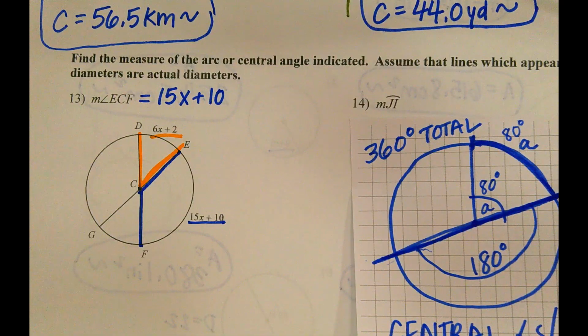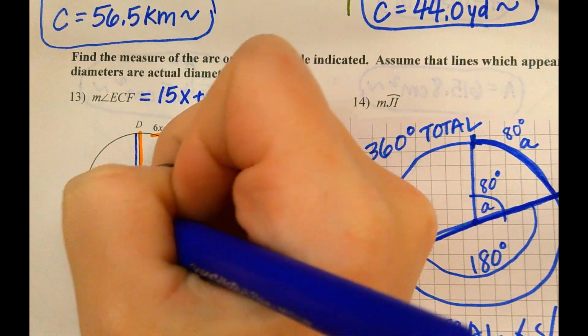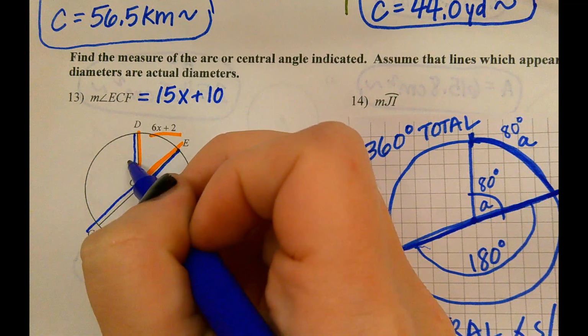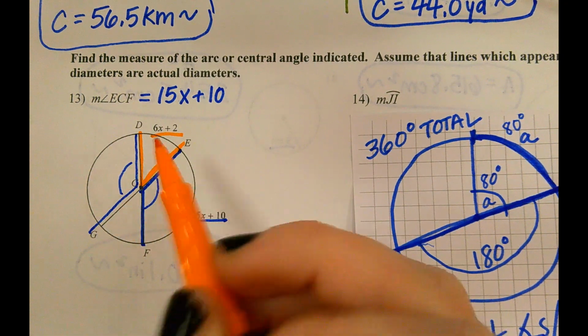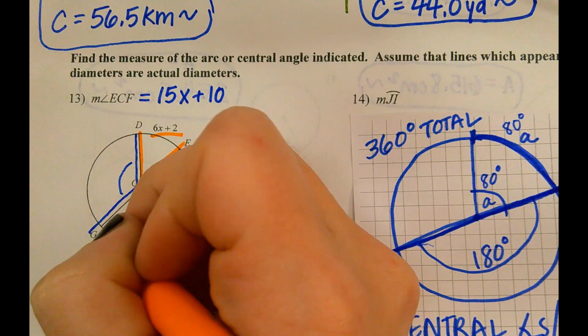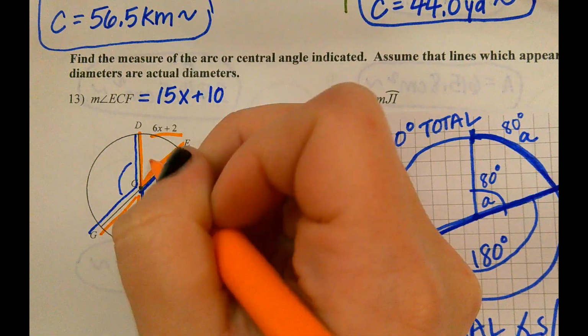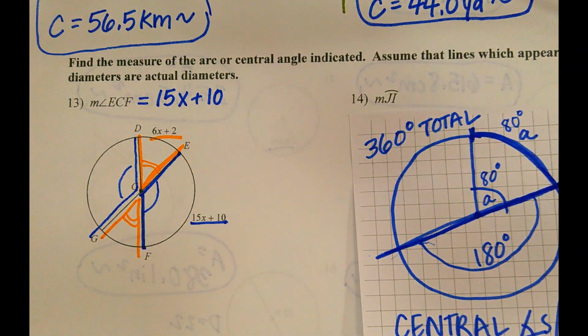Measure DCG would be the same as DCF. DCG, so that's this one. Across from it, DCG is the same as ECF. Okay, so these are equal. DCF would be the same as DCE. Yeah, DCE, the orange angle I drew, is also going to be equal to GCF. These are vertical angles. They're across from each other. So we know that to be true. How can we use that to help us?